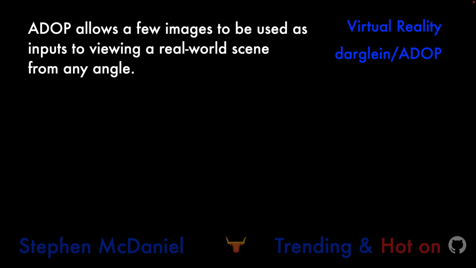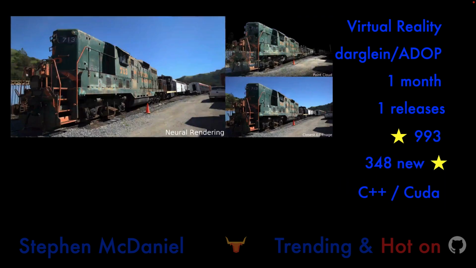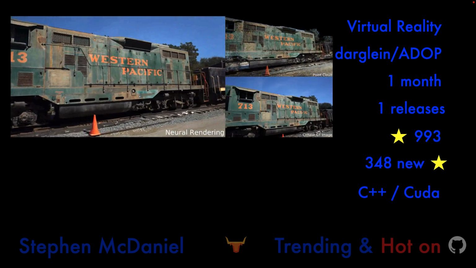Virtual reality is the next project. It's called ADOP. It allows a few images, just a few images, to be used as inputs to viewing a real-world scene from any angles. This is in the category of virtual reality. Like, this project is pretty freaking awesome. Well, it's been out just 1 month, 1 release. Wow, and it's already trending on GitHub. 1,000 stars, really impressive. And in the last week, almost 400 new stars.